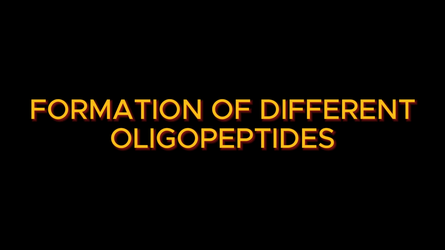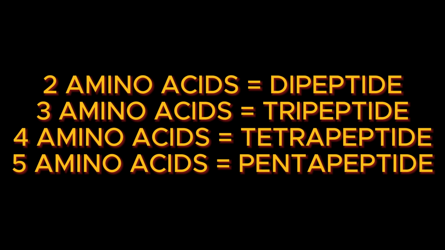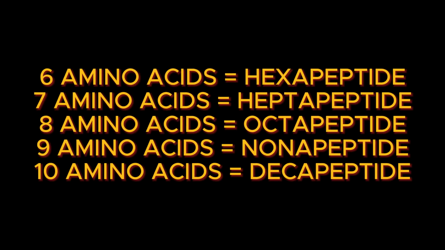Now let's look at how we can form different oligopeptides. If you join two amino acids together with a covalent peptide bond, what you have is a dipeptide. If you join 3 amino acids together, you have a tripeptide. If you join 4, a tetrapeptide. If you join 5, pentapeptide. If you join 6, hexapeptide. If you join 7, heptapeptide. If you join 8, octapeptide; if you join 9, nonapeptide; if you join 10, decapeptide, and so on.